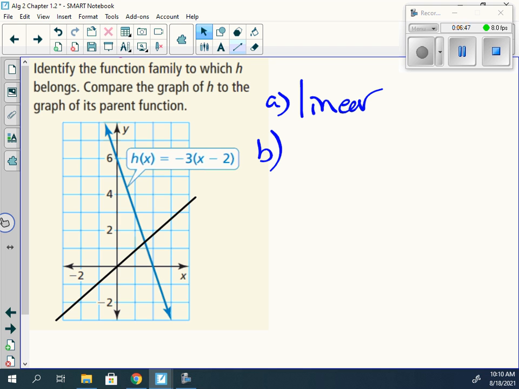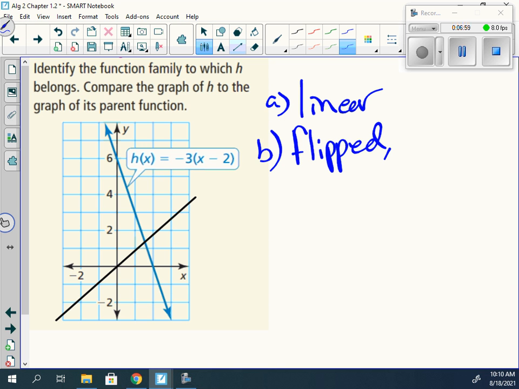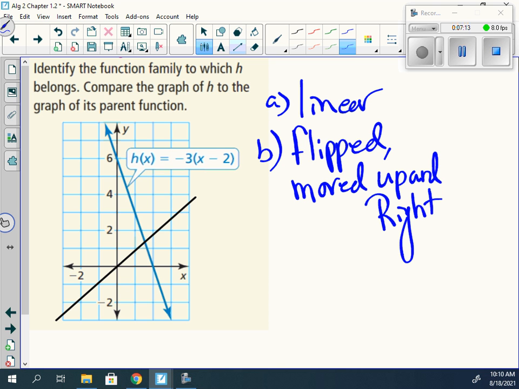Now there are a few different things going on here. One of them is that it's actually been flipped, moved up, and right. Now we'll get into more technical mathematical jargon with how we explain this. There's actually more to it. And it's all revolving around this equation.